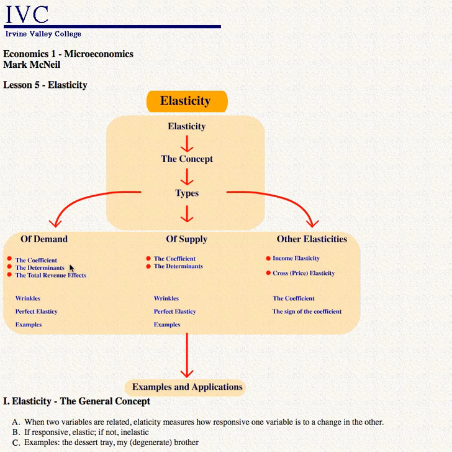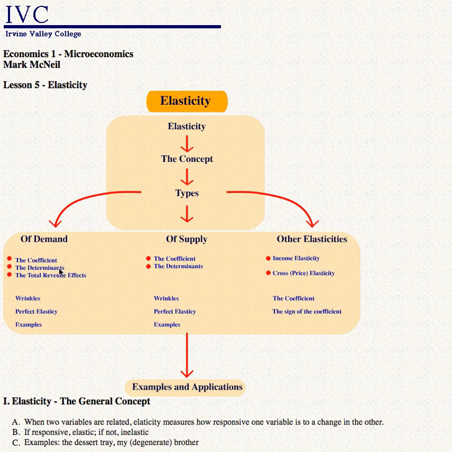Then the second is the determinants. What makes a good elastic or inelastic? What makes gasoline relatively inelastic, and what makes, I don't know, orange soda relatively elastic? If you raise the price of gasoline 25%, the people are going to cut back in their purchases maybe 5%. So that's 5 over 25. It's less than 1. It's inelastic. Whereas orange soda, you raise the price 10%, people are likely to cut back 20%. Why? Why is orange soda elastic and gasoline inelastic?